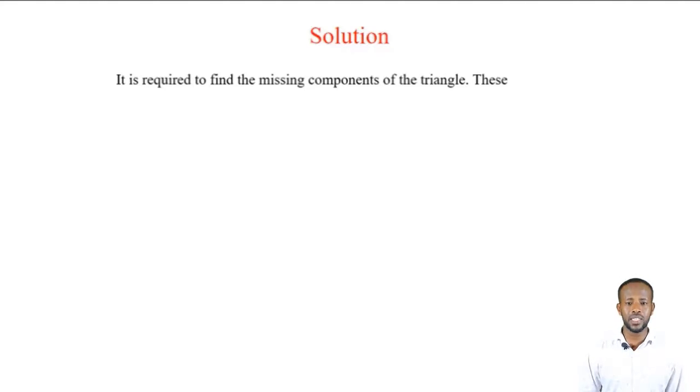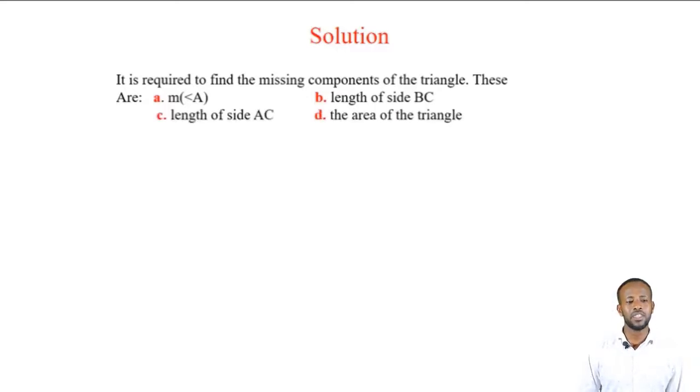We should ask ourselves: the measure of angle A we don't have, the length of side BC we don't have, the length of side AC we don't have, and the area of the triangle we don't have.